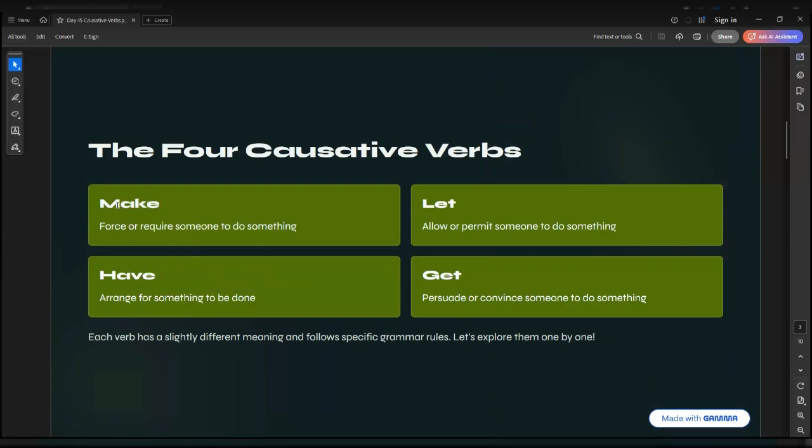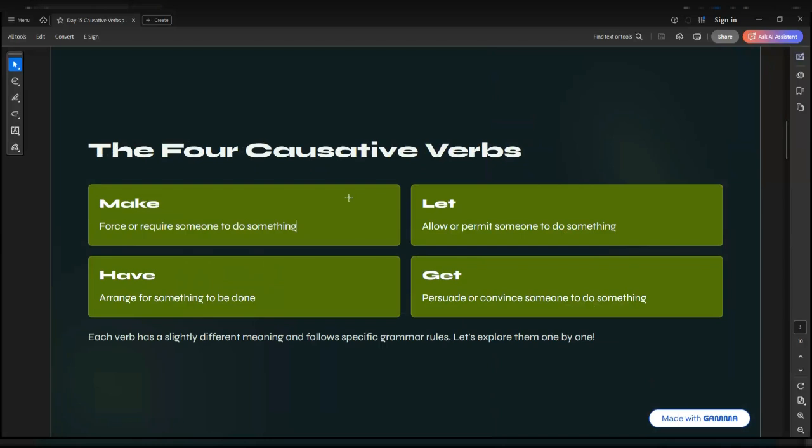For example, I make my employee work harder. It means I'm forcing them to work harder. They are not doing it by themselves. I'm forcing them to do something. They do not have any choice. They have to do it. So make means to force or require someone to do something.